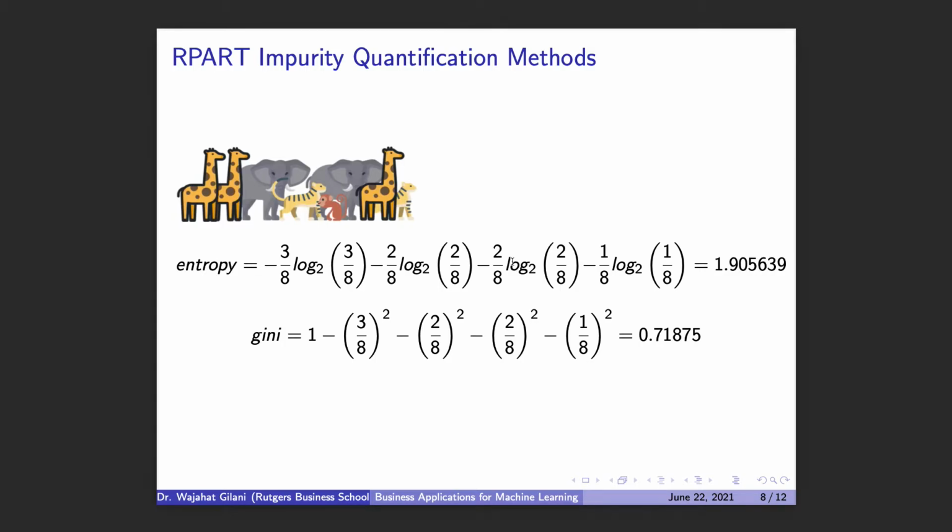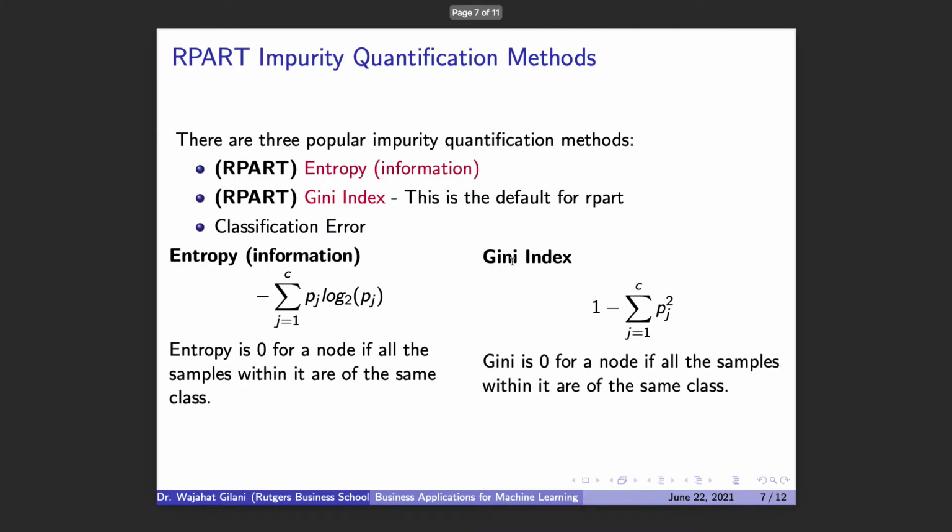Let's look at this example right here. This is our original data set of animals: the giraffes, the elephants, the cheetahs, and so on. We want to calculate our initial entropy or Gini index score for our initial data set. Let's start with entropy.